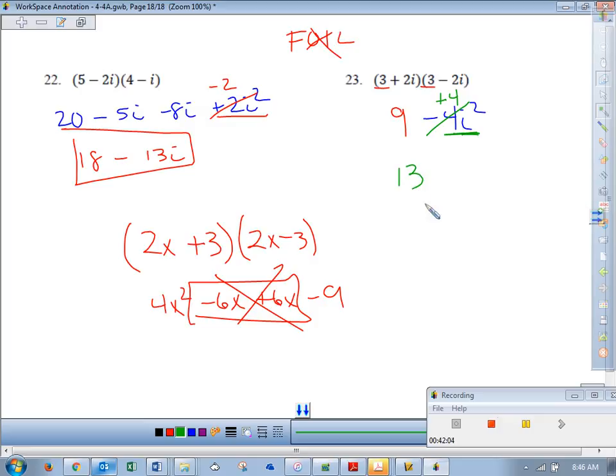Did you notice all the imaginary stuff canceled out? Should I put it? Only reason you put it is because they wanted a complex number. Nice? Let's do some OneNote.